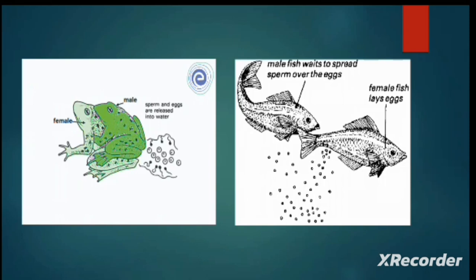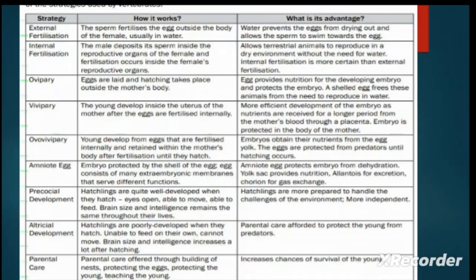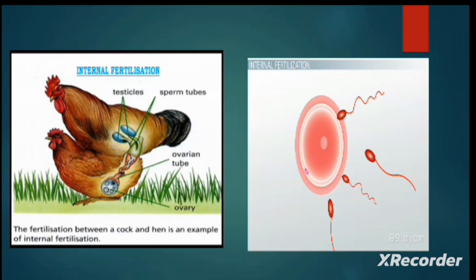So that's how it looks. The sperm fertilizes the egg outside the body of the female. That is external fertilization. Internal fertilization, the male deposits the sperm inside the reproductive organ of the female, and fertilization occurs inside the female's reproductive organs. So it allows animals to reproduce in a dry environment without the need for water. Internal fertilization is more certain than external fertilization.